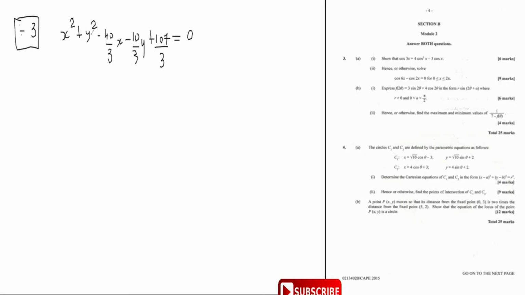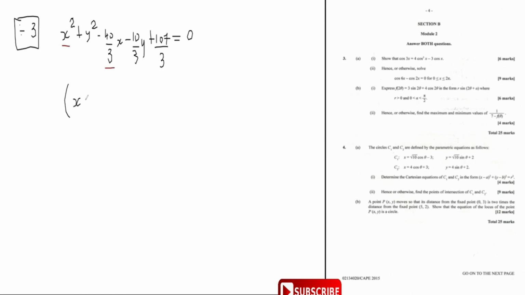So now when we have this, all we need to do is put this in standard form to see if it's a circle. All right, I cannot tell if this is a circle yet, so I need to put it in standard form. To put it in standard form, I'm going to complete the square for the x terms. So I'm completing the square for this and this.